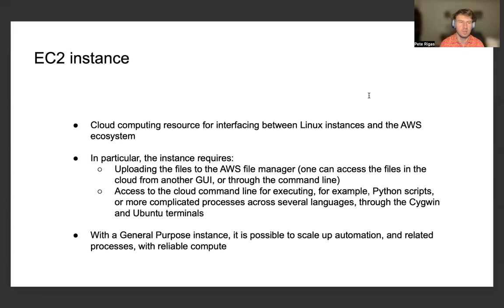So we'll first want to begin by describing some overall background about the EC2 instance, in which it's a cloud computing resource for interfacing between Linux instances and the AWS ecosystem. And it's really convenient to make use of this EC2 instance and this connection with the AWS cloud computing environment through a Windows 10 operating system.